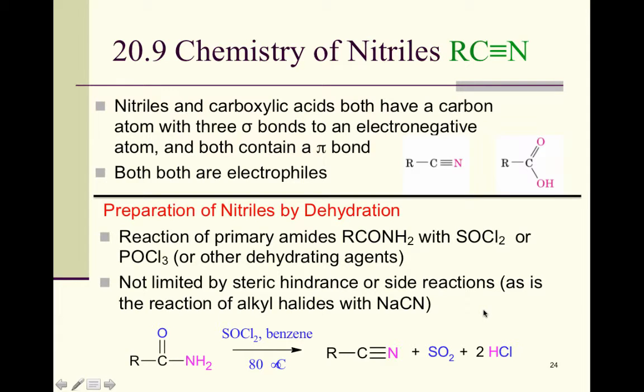This is not limited by steric hindrance or side chains. Notice here, this is supposed to be a degree C, not infinity C, so please make sure your slide is correct. This is my starting material. This happens to be an amide. SOCl2 and benzene, and 80 degrees. The carbonyl carbon is now going to be triple bonded to the nitrogen that was in my amide. You also have some minor secondary products of SO2 and 2 moles of HCl.